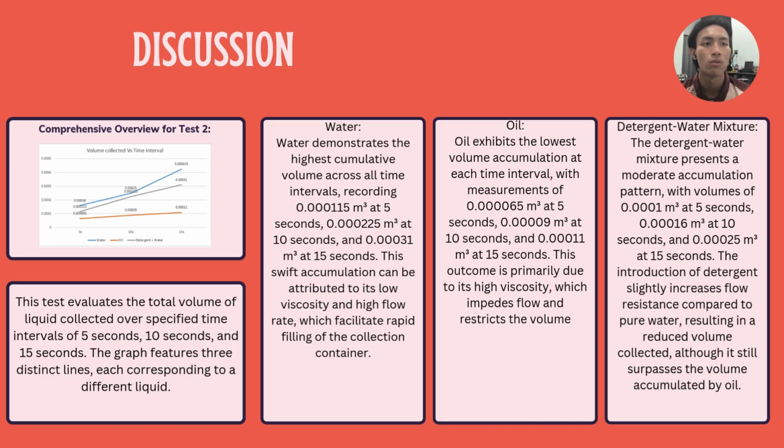Next is the detergent water mixture. The detergent water mixture presents a moderate accumulation pattern with volume of 0.0001 meter cube at 5 seconds and 0.0016 meter cube at 10 seconds and 0.00025 meter cube at 15 seconds. The introduction of detergent slightly increases flow resistance compared to pure water, resulting in reduced volume collected, although it still surpasses the volume accumulated by oil.